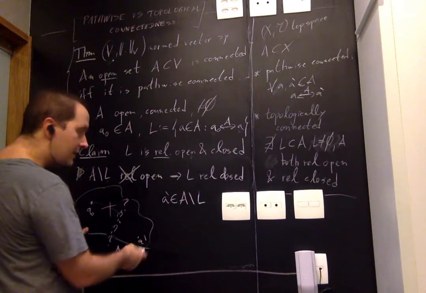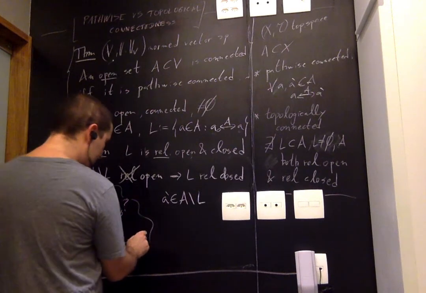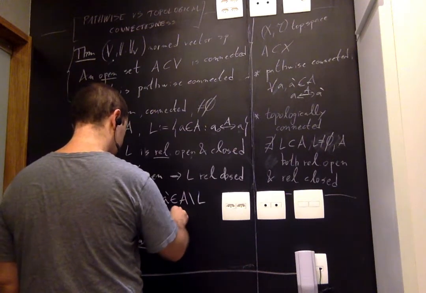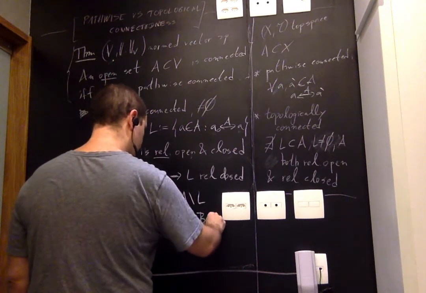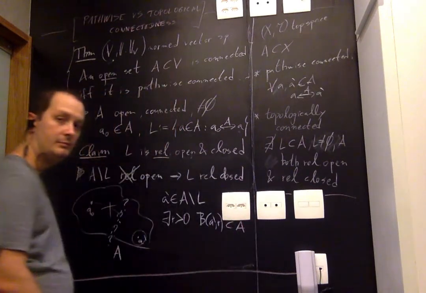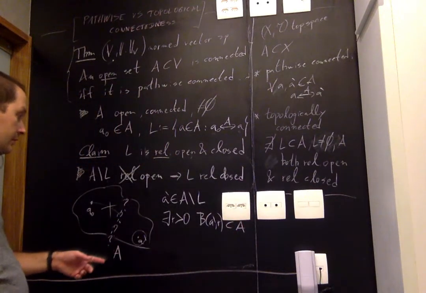However, it's still the case that A is open. Therefore, there exists a small ball around A prime that's entirely contained in the set A, because A is open again.